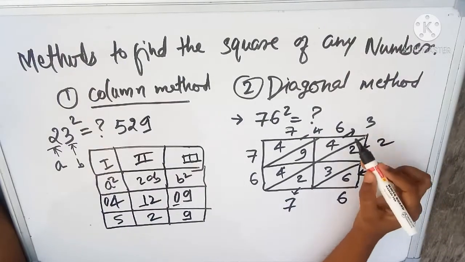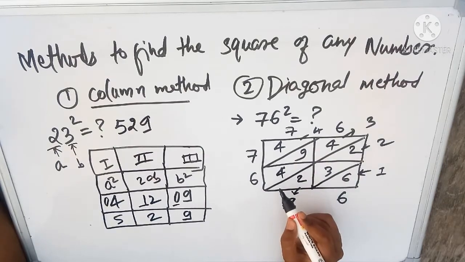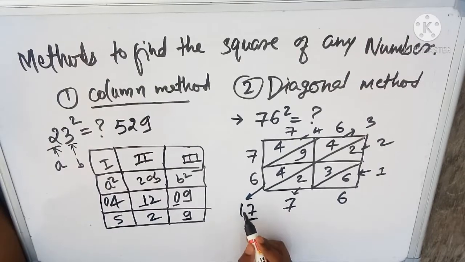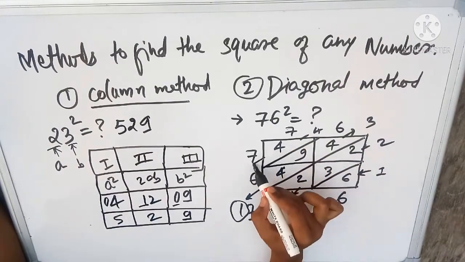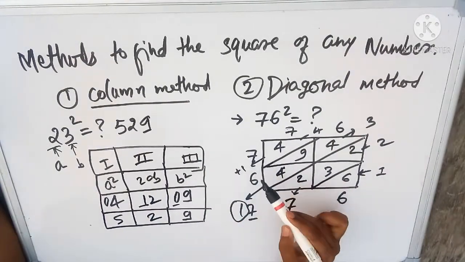In row 3 we have 3 values, 4 plus 9, 13. 13 plus 4 is 17. So we will write here 17. We will keep the unit digit and the tens digit we will add in the next row, plus 1. So here 4 plus 1 is 5.